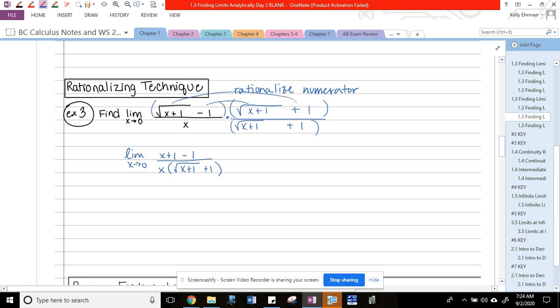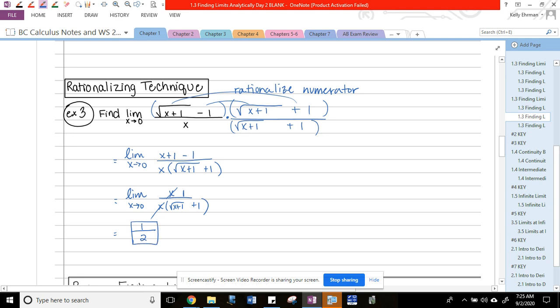Now simplify. So you've got limit as x approaches 0 of, really, this is just x over x times square root of x plus 1 plus 1. These x's are going to cancel, so you'll be left with 1 over square root of x plus 1 plus 1. And at this point, I can do direct substitution, and I don't have to write my limit notation. So when I plug 0 into this, I get 1 over, when you plug 0 here, you get 1 plus 1. So the function value is 1/2.